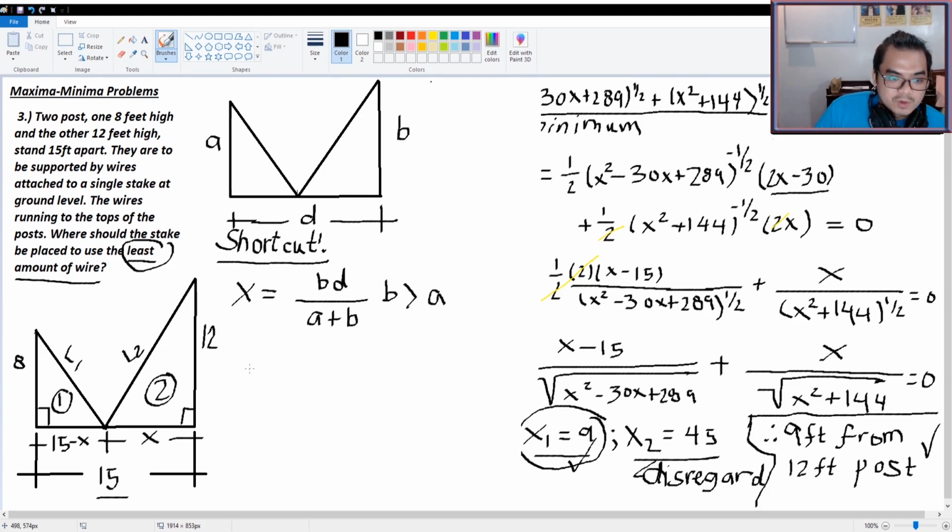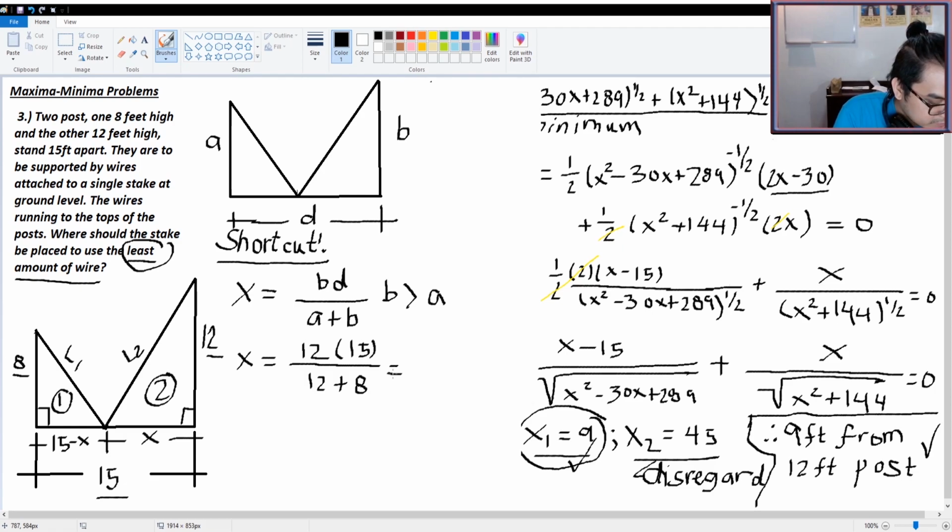Okay, so using the formula here, you are using the shortcut that I was able to derive. You'll have b is 12 and d is 8. No, it's 15, sorry. Okay, 15. And a plus b, so that is 12 plus 8. Using your calculator, you'll have times 15 divided by 20, right? You will also get the same answer. 9 feet. Okay, 9 feet.